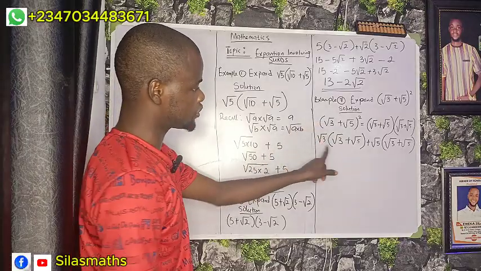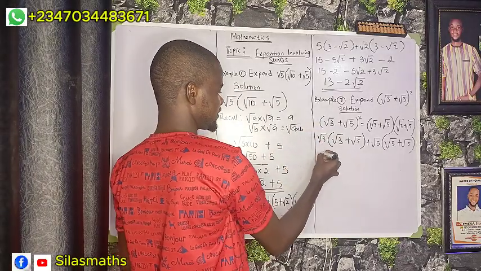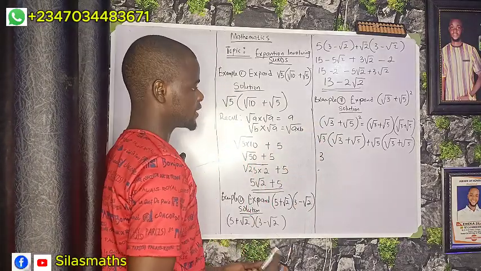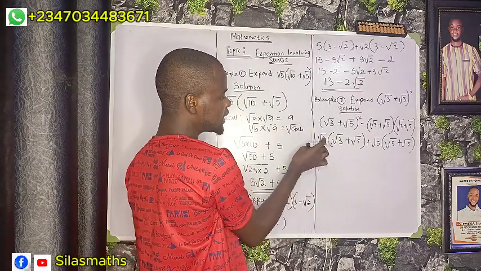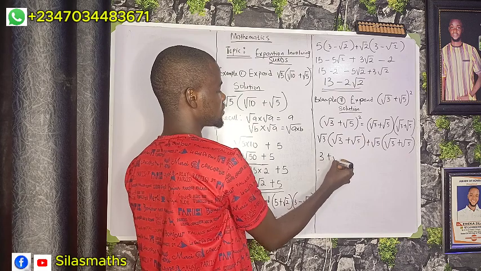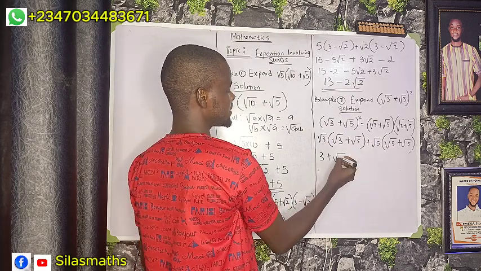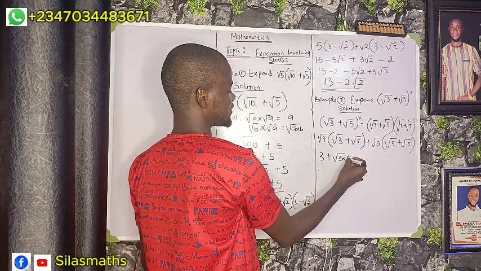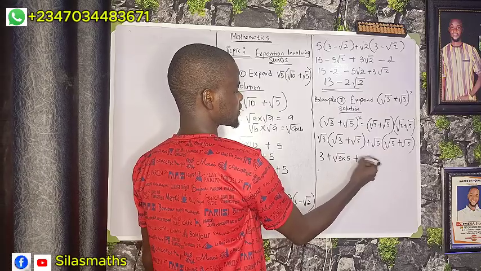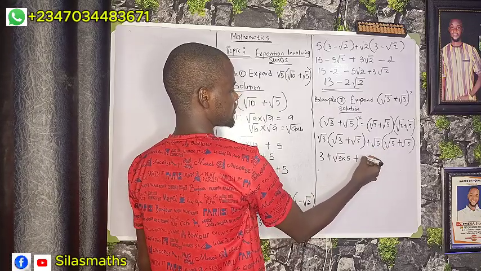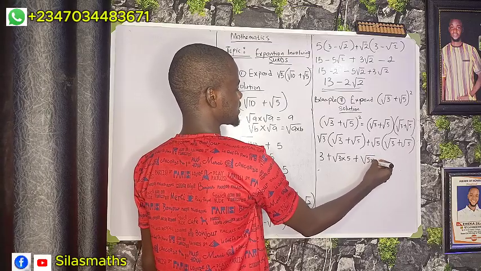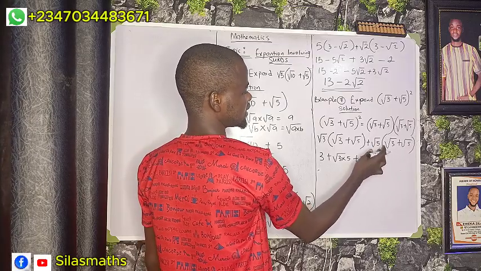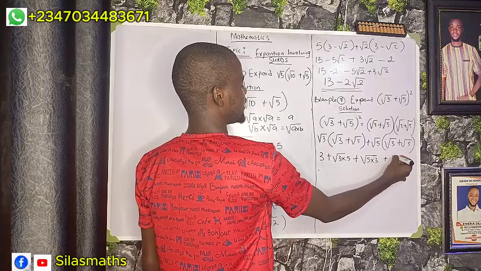Open the brackets. Root 3 times root 3 is going to give us 3. I hope you recall, when the surd multiplies itself, it gives you the number inside the square root. So root 3 times this is going to give us square root of 3 times 5, plus square root of this times this is going to give us plus square root of 5 times 3. Then this times itself is going to give us 5.